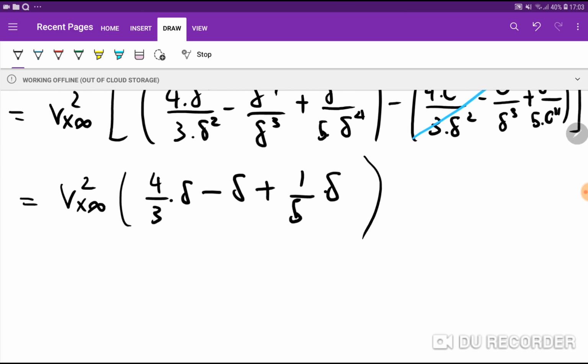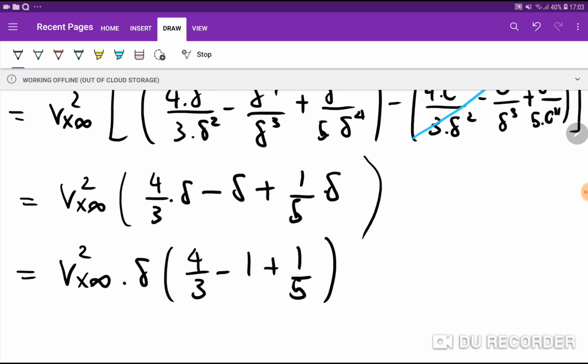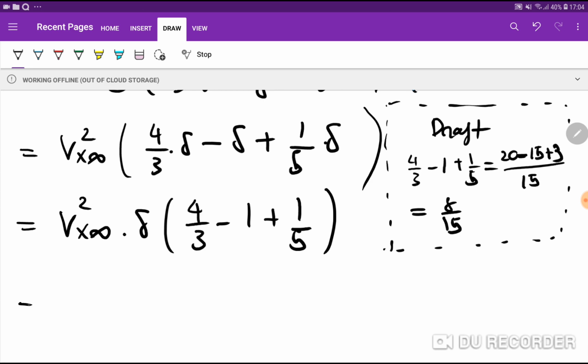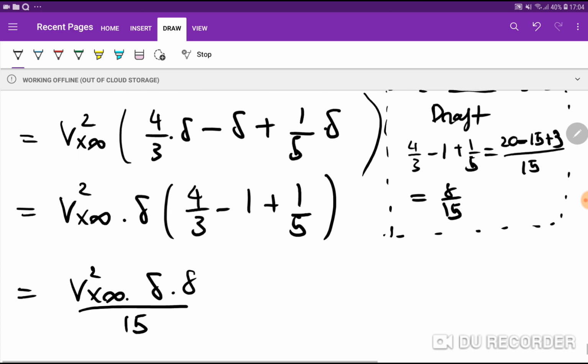Okay, I can pull delta out, so it becomes vx infinity squared times delta. What do I have left in the bracket? 4 over 3 minus 1 plus 1 over 5. What does this term equal? Let me do a draft right here. 4 over 3 minus 1 plus 1 over 5. 15 is a common denominator, and then you have 20 minus 15 plus 3, so it becomes 8 over 15. Beautiful number. So it becomes vx infinity squared times delta times 8 over 15.